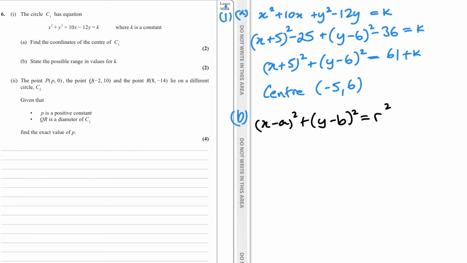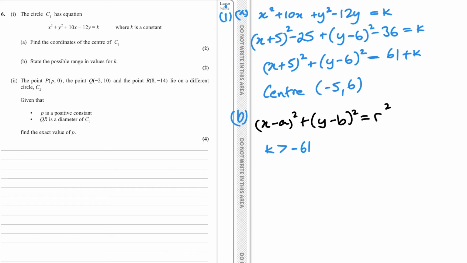Now, for possible values of k, we can say that k has got to be greater than negative 61. Because if I think about it, if it equaled negative 61, then this would be 0. If the radius was 0, we wouldn't have a circle. Anything less than 0 is clearly not a circle. So we need the radius to be greater than 0, which means that k needs to be greater than negative 61.